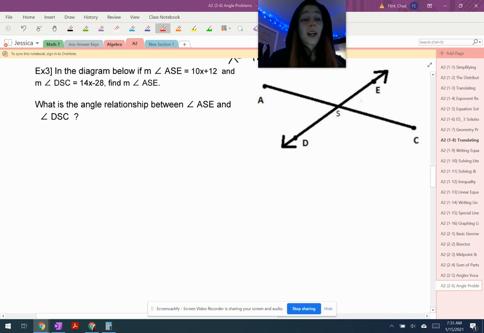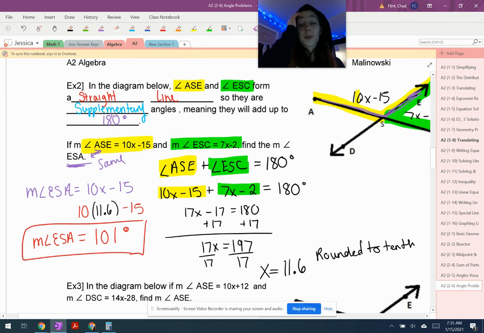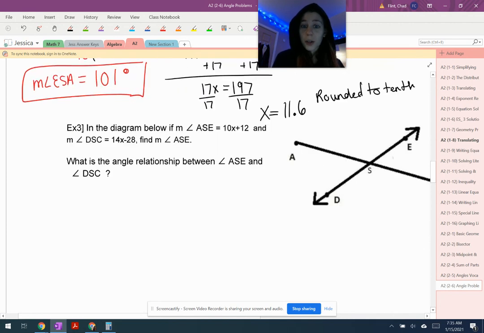Okay, here we have the last example for 2-6. This is more the type of problem you're going to see. It's just going to start off in the diagram below: if blah, blah, blah, and blah, blah, blah, find something. It's not going to be broken down like I did in example 1 and example 2, where I walk you through filling in the blanks. You're going to have to see and realize these relationships on your own.